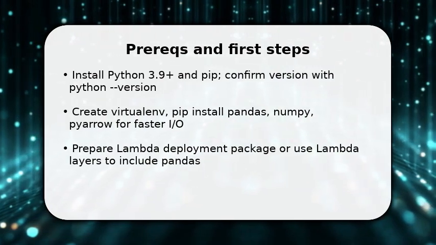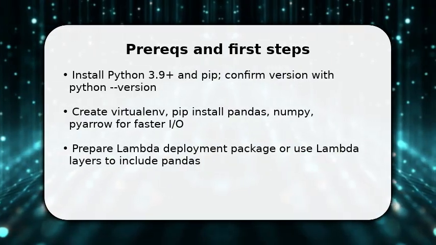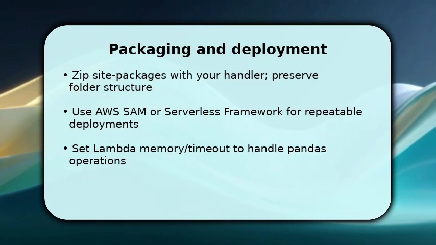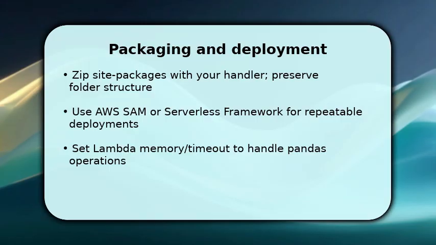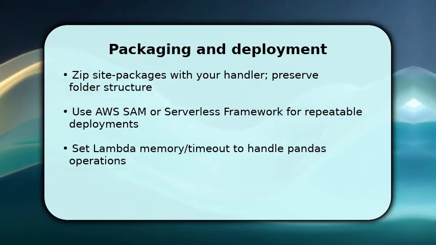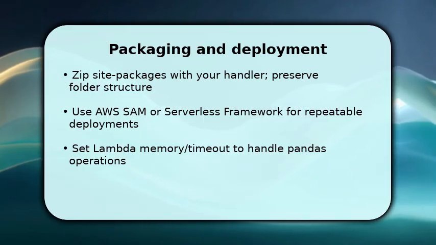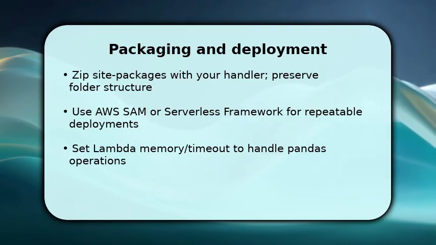Once you have libraries installed, zip the site-packages together with your handler file, preserving the Python folder layout so imports work. Alternatively, create a Lambda layer from those dependencies and reference it in your function. This makes updates easier. Deploy via AWS SAM or the Serverless Framework to automate roles and environment variables.